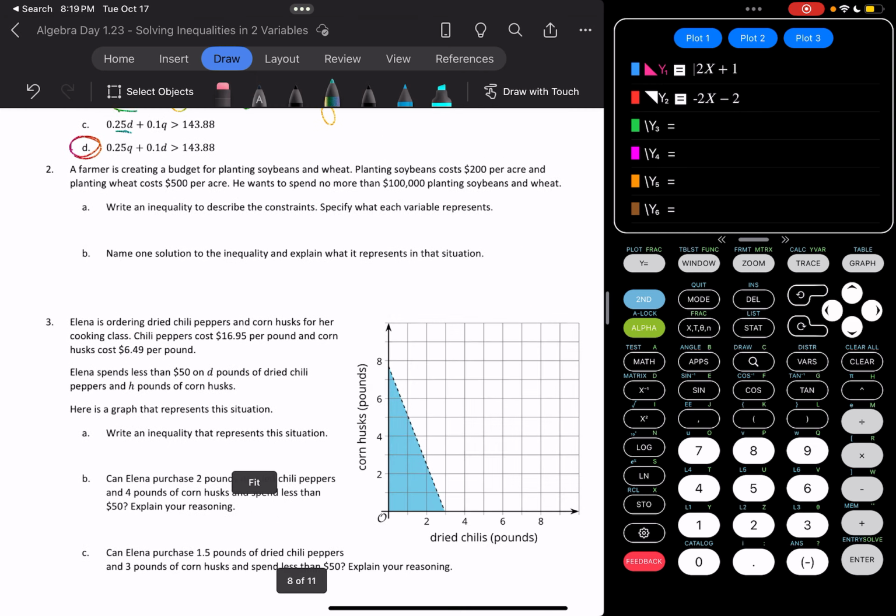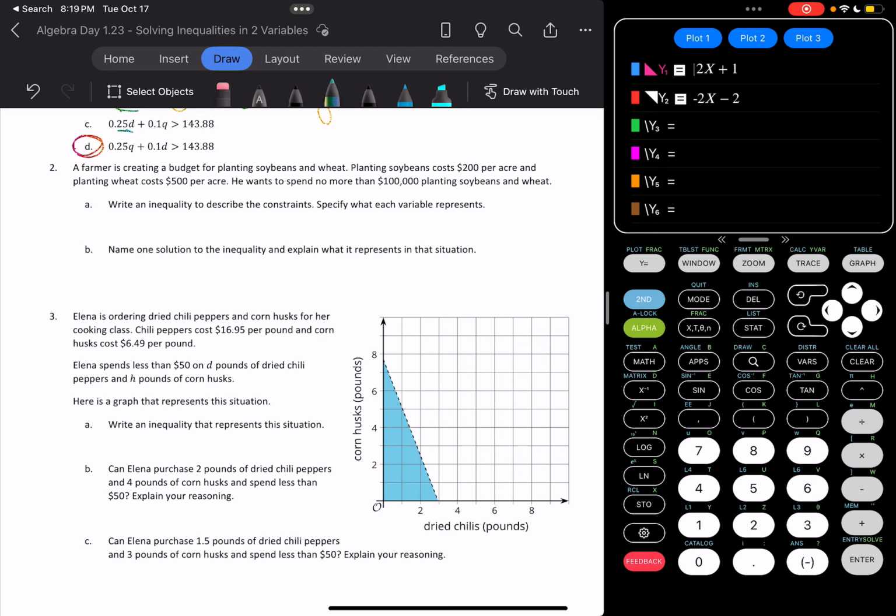Number 2, a farmer is creating a budget for planting soybeans and wheat. Planting soybeans costs $200 per acre, and planting wheat costs $500 per acre. He wants to spend no more than $100,000 planting soybeans and wheat. Write an inequality. Okay, so we're going to have 500.